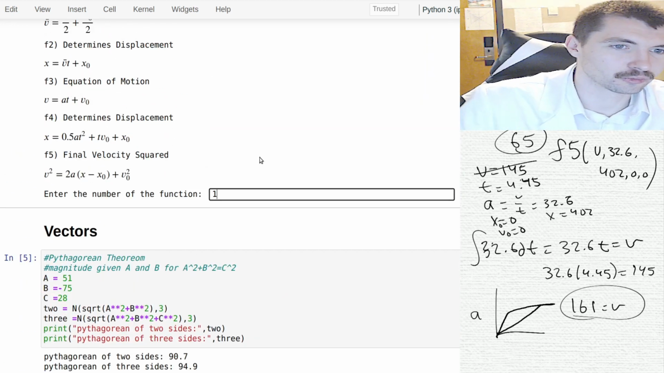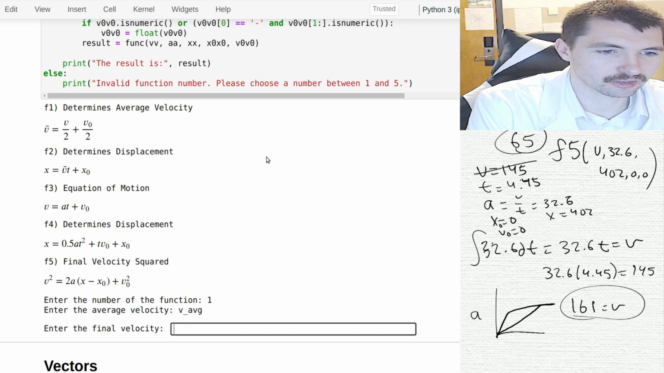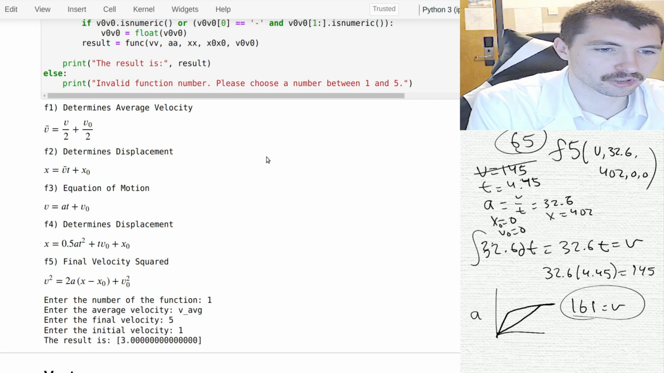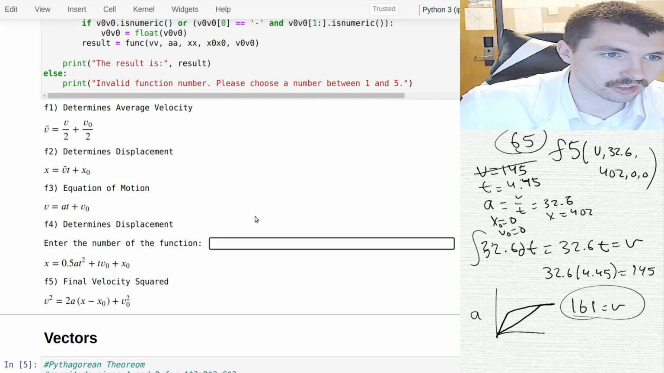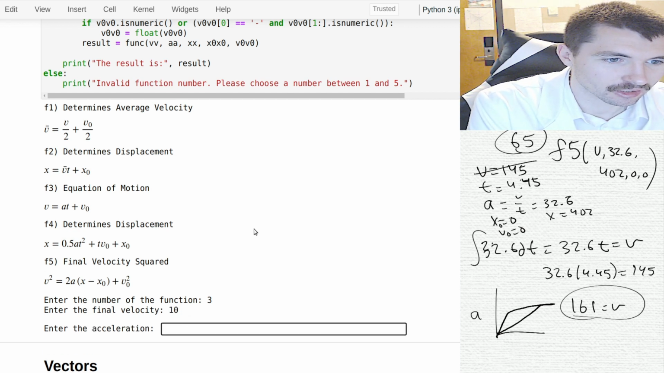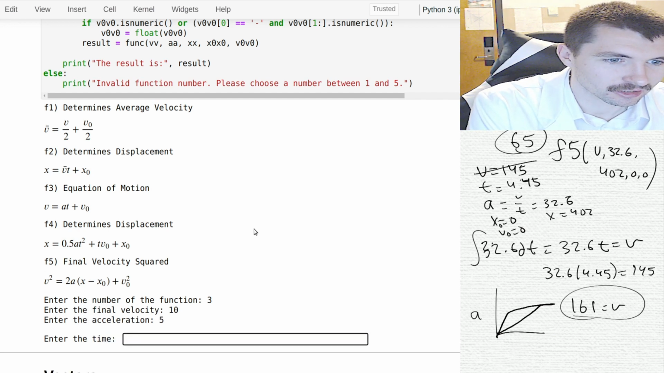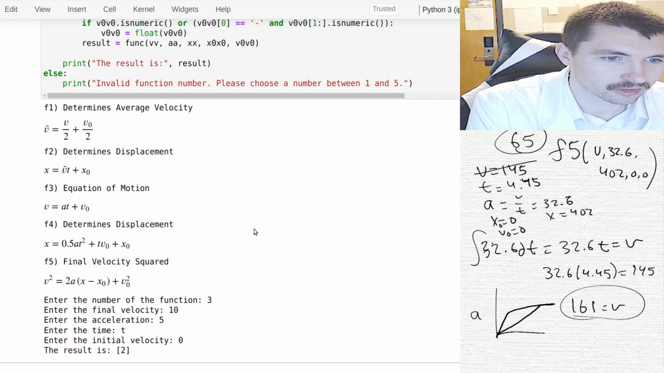B, okay, we're gonna do equation one. B average final velocity, let's say 5 meters per second, and we start at 1 meter per second. So we get 3. Okay, let's try again. I want to do equation 3. Final velocity is 10 meters per second. Acceleration is 5 meters per second. Time is t. I'm going to solve for t. V naught is 0. So we get t is 2.